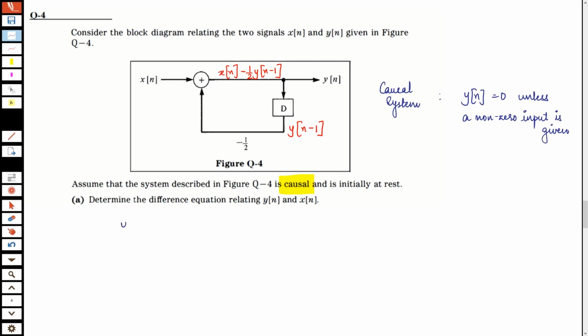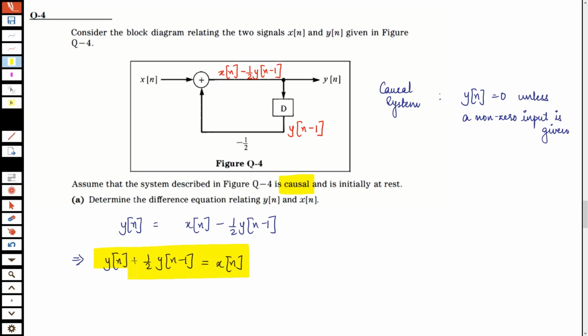So if I was to write y[n], I would simply say y[n] is x[n] minus half y[n-1]. Now, typically the practice would be to keep all y's on one side and x on the other side. So we could say y[n] plus half y[n-1] is equal to x[n]. So this is the relationship we are looking for in part A.